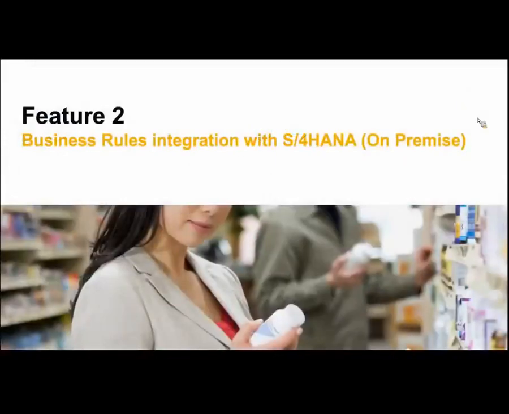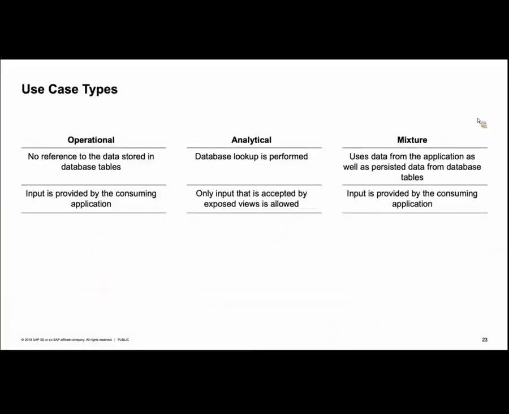Now, moving on to the next service. So the next feature is about integration of business rules with S/4HANA on-premise. This is available with the S/4HANA 18.09 release, and we are supporting these three types of use cases.